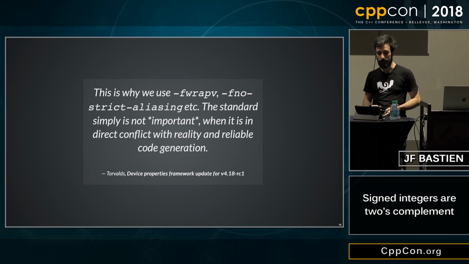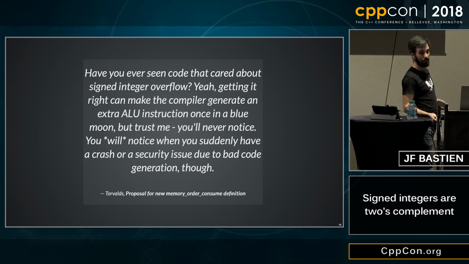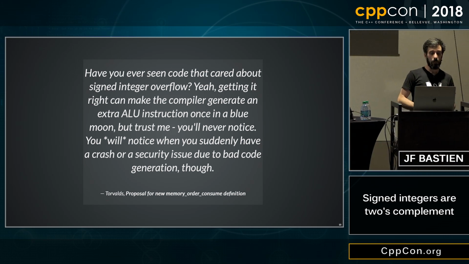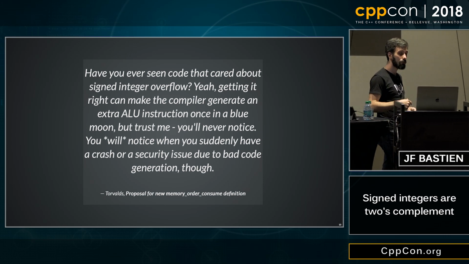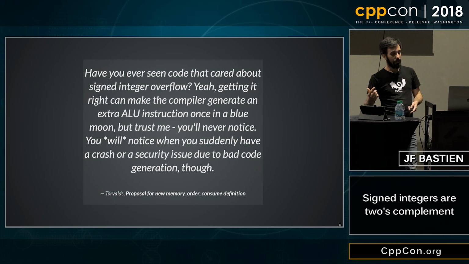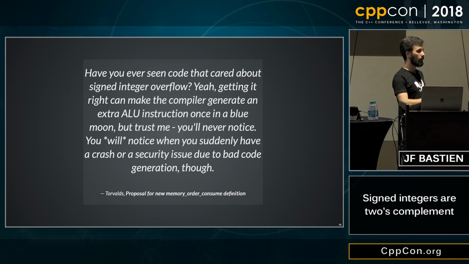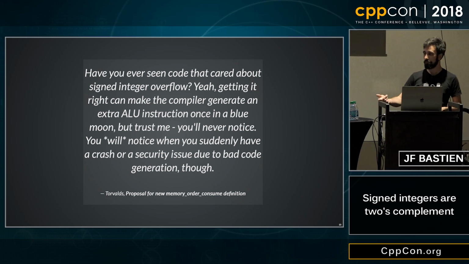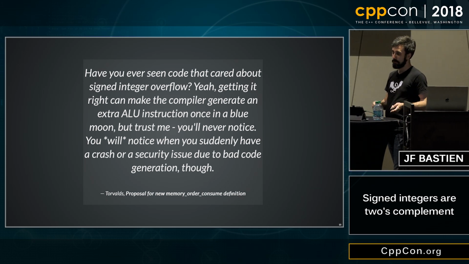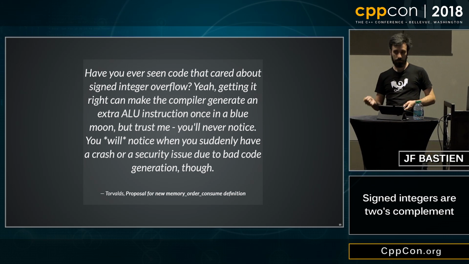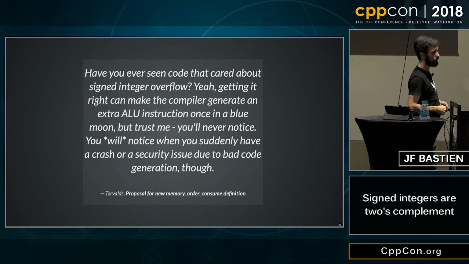So here's another quote from our buddy Linus. "Have you ever seen code that cares about signed integer overflow? Yeah, getting it right can make the compiler generate an extra ALU instruction, so arithmetic unit instruction, but once in a blue moon, but trust me, you will never notice. You will notice when you suddenly have a crash or security issue due to bad code generation." So I agree with him that you'll notice when you have a security issue or bad code generation. You can see how the code I had on my first slide that was trying to check for overflow by exercising overflow would be a security issue, right? Now, at the same time, if you look at the examples I just showed you, I want you to think about how many of the Donkey Kong, whatever else, would have been fixed by having wrap on overflow or trap on overflow. We'll get back to that in a minute.